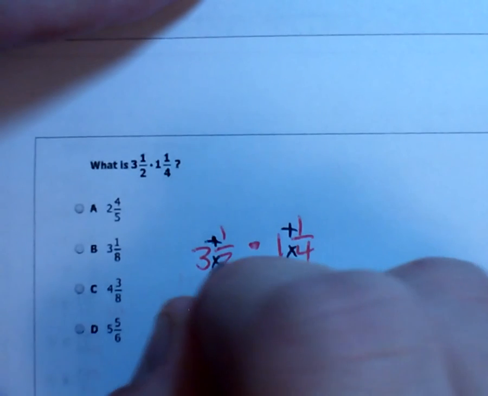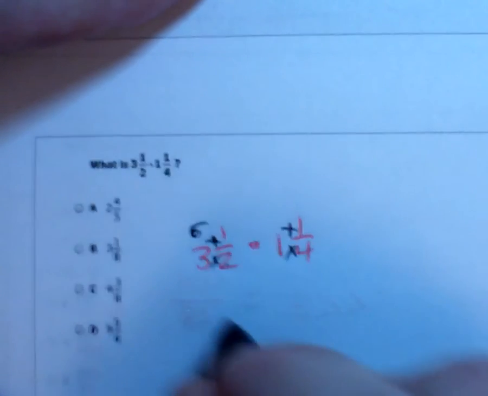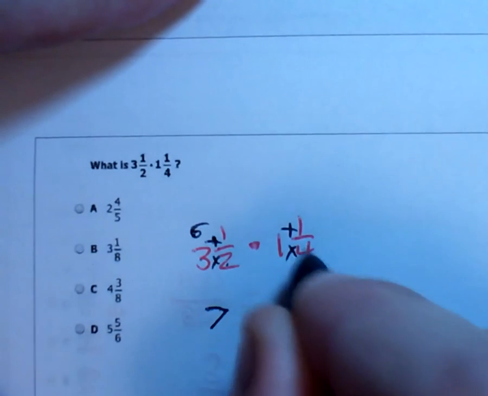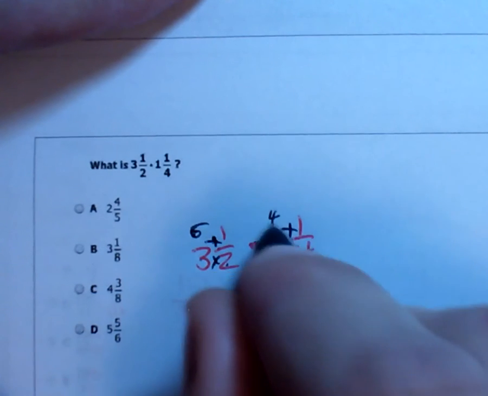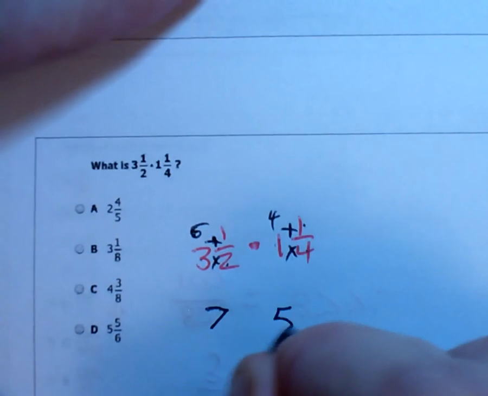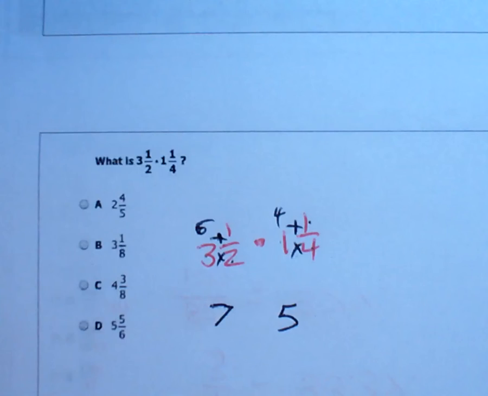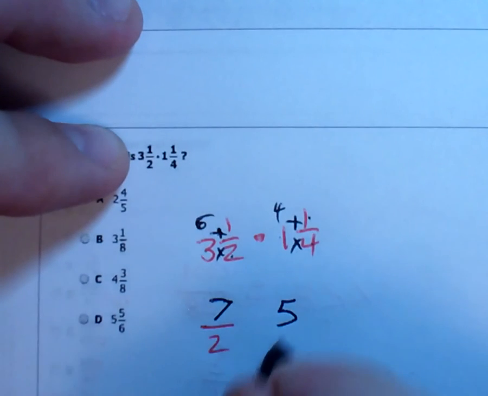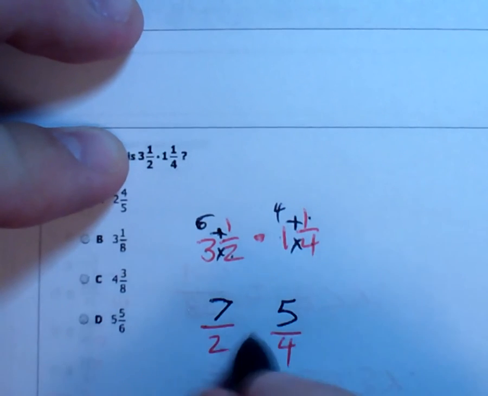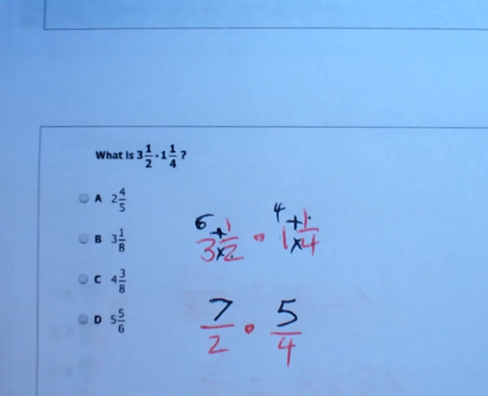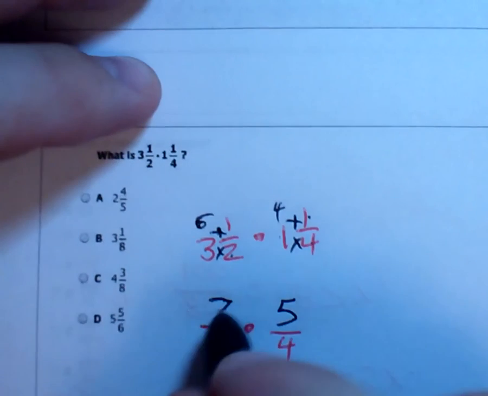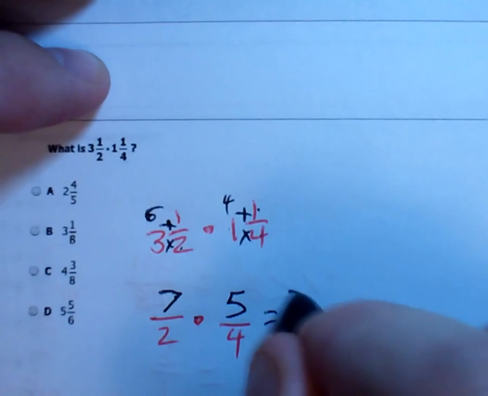All right, 2 times 3 is 6. 6 plus 1 is 7, my new numerator. All right, 4 times 1 is 4. Plus 1 is 5. So those are my new numerators. I'm going to use the same old denominators. Put them in the same colors they were before. All right, and still times. Now we can just multiply across. I like doing that. 7 times 5, 35.